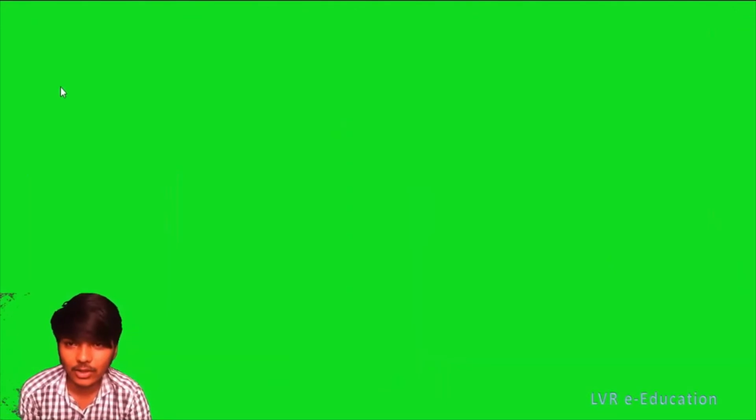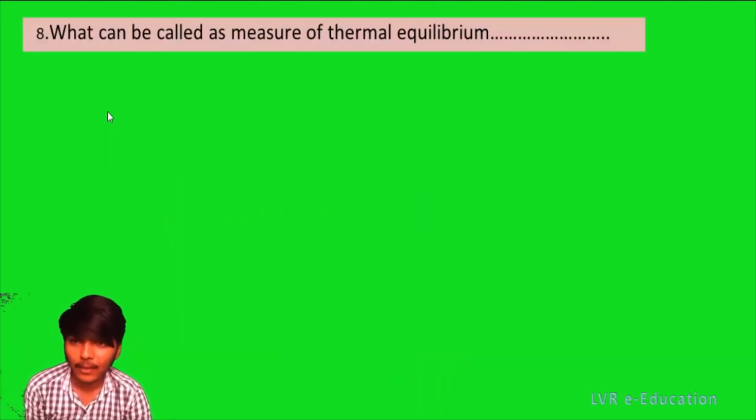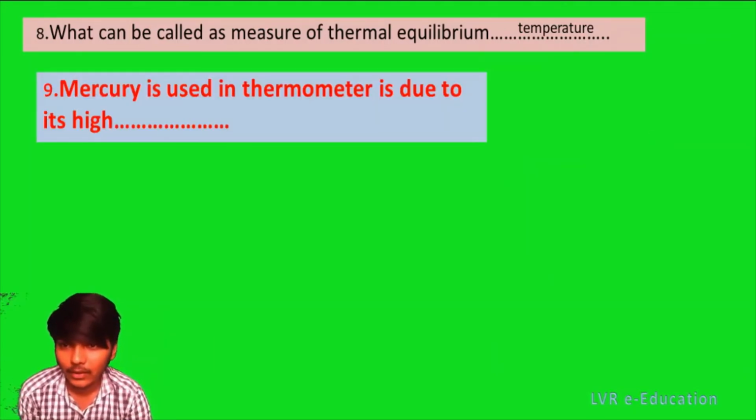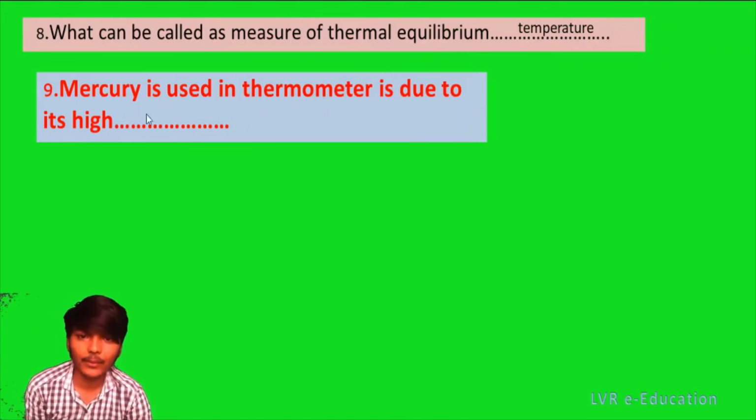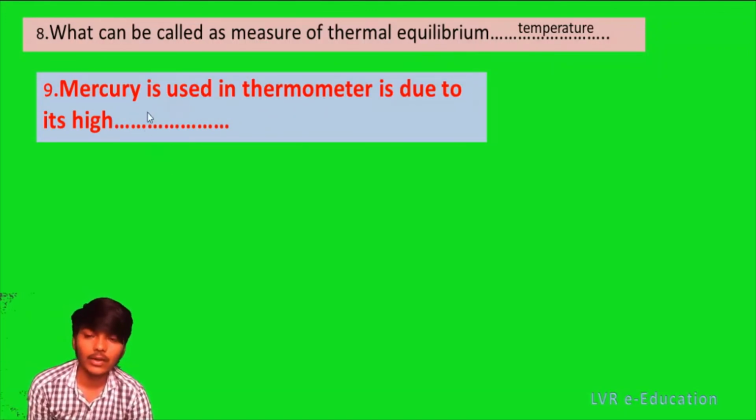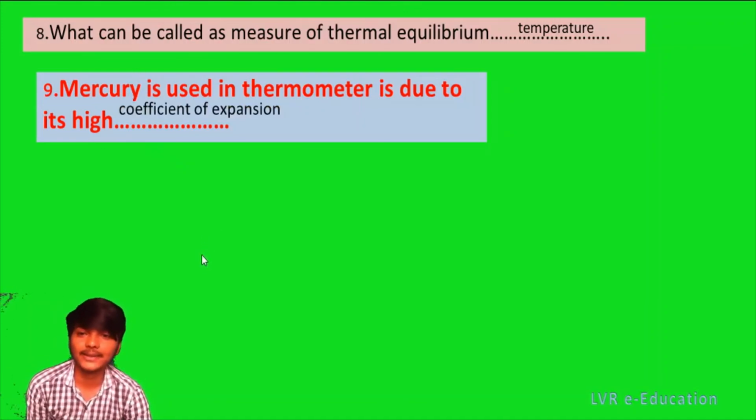So here is the eighth question on the screen. What can be called a measure of thermal equilibrium? The answer is obvious, right? Temperature. So let's move on to the ninth question. Why is mercury used in the thermometer? It's because it has a high coefficient of expansion.